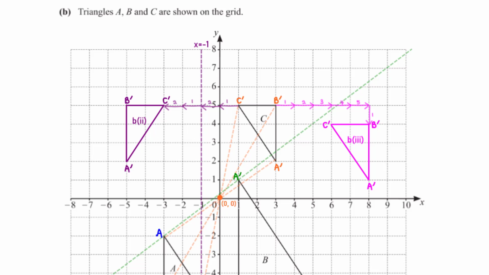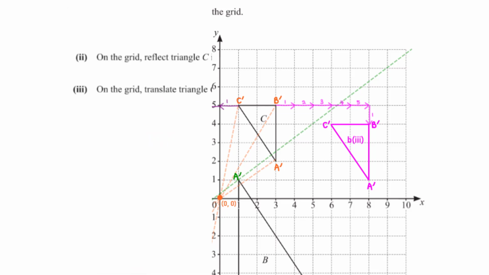So for point C on the triangle, since we move 2 units to the left to touch the line of reflection, we also need to move 2 units to the left from the line of reflection to pin the new position of point C. We need to repeat the same process for points A and B on the triangle as well. When we are done, we are able to map out the reflected image of triangle C.